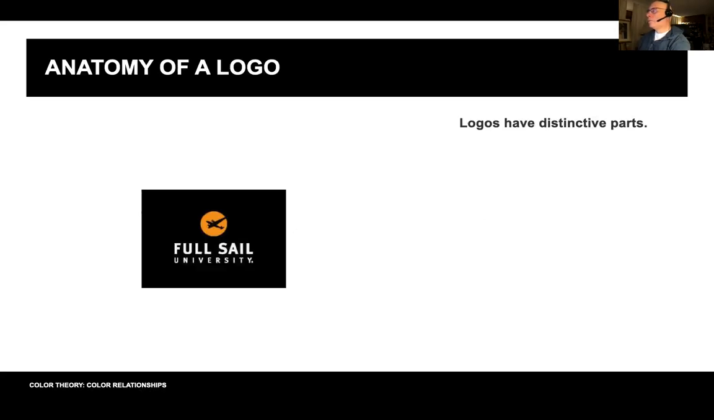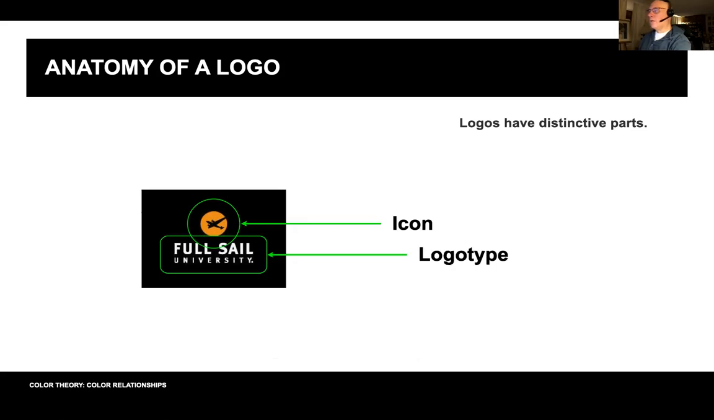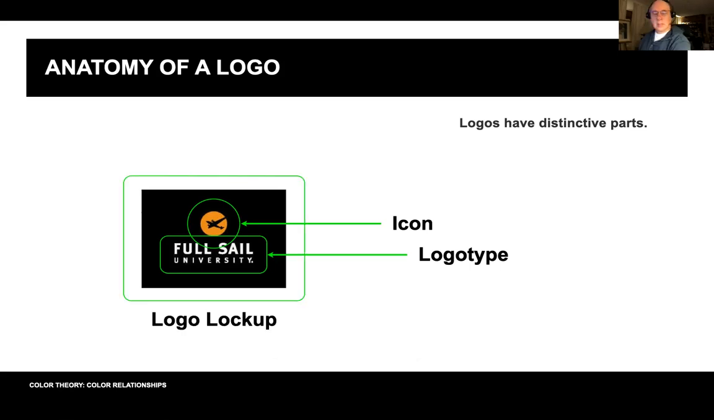Here's a logo. This logo has distinctive parts. It's got an icon and it's got logo type. The size and position of these two elements is what we call a logo lockup. The reason it's called a lockup is because you don't want to change it once you establish it. You want to keep it the same.